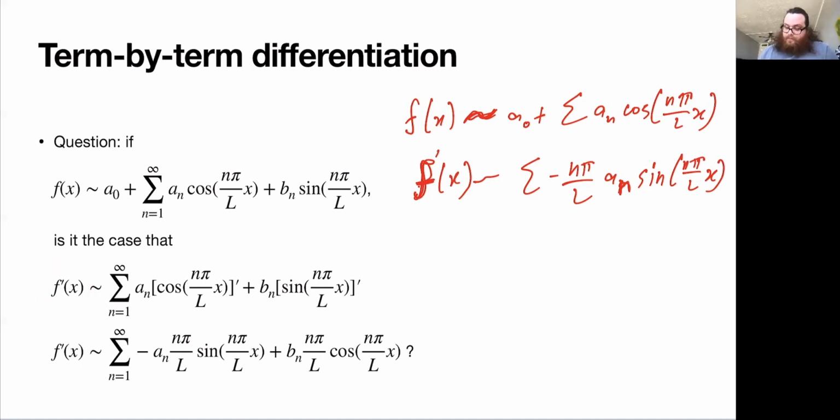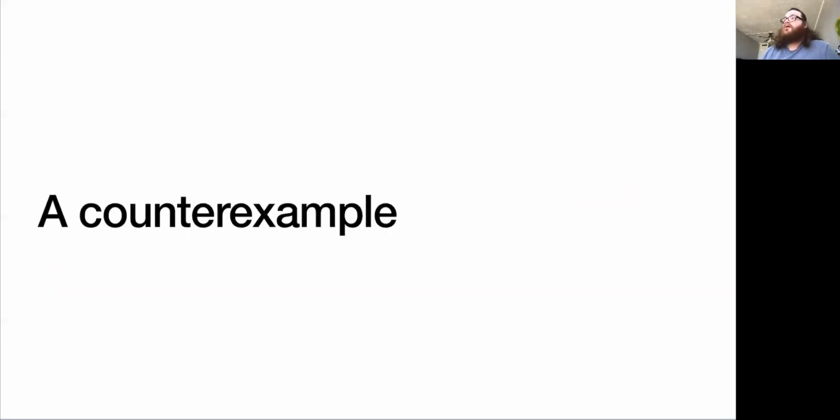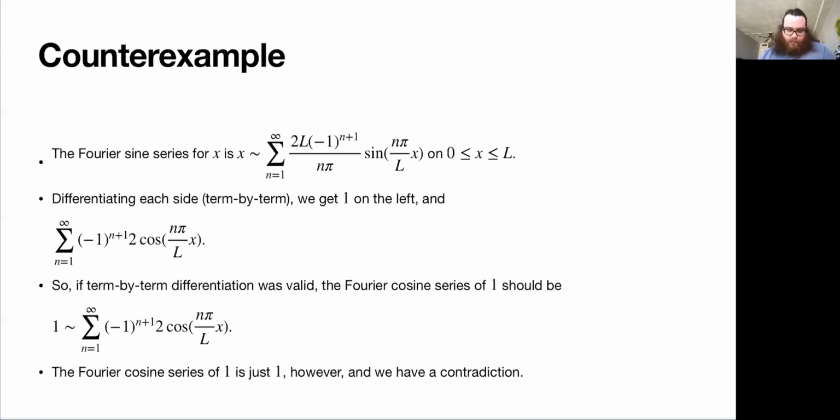Okay, and so the claim is, it doesn't always hold. So what we're going to do is show a counterexample, where the Fourier series of the derivative is not what you get by term-by-term differentiation. Okay, so what is this counterexample? Well, we're going to start with the Fourier sine series for x.